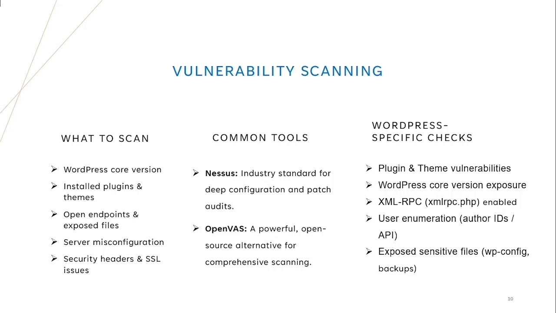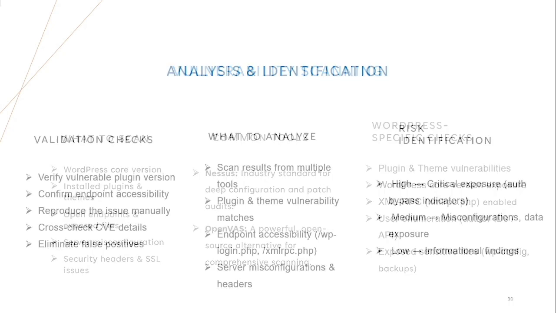And user enumeration. If the user ID APIs can be enumerated from the internet, the attacker can easily exploit them using that available information, which should not be disclosed. And exposed services. Check whether any backup files were exposed, or any wp-config files, which are the WordPress configurations, were exposed on the internet.